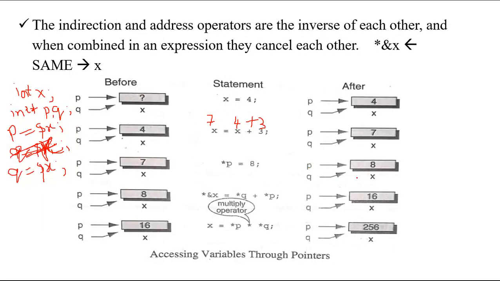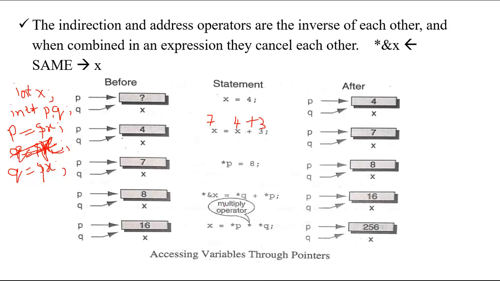So P is holding the address of x. So on that address of x, you are storing the value. If you are storing into that address, it does mean that you are changing that memory location content. So now x will hold 8. After that, what I am doing? Here you can see star and ampersand. What will it do? They will cancel each other, and you will get x only over here.